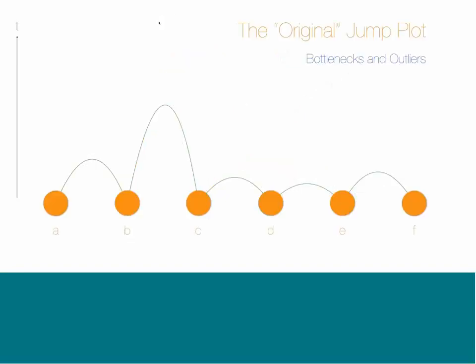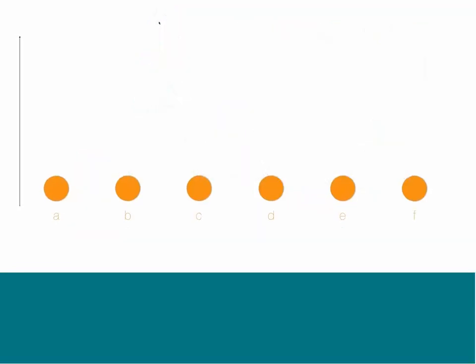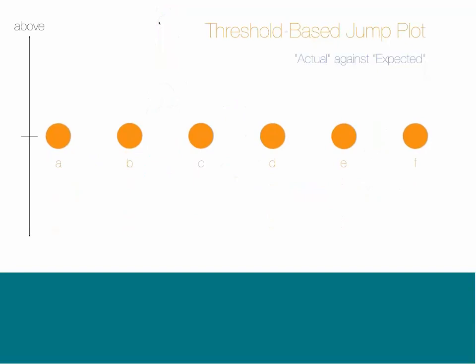So this is the original jump plot. The basis of the original jump plot was, again, to find bottlenecks and outliers. What we discovered is that the original jump plot is best if you don't have a target threshold, because one of the variations we ultimately came up with after this was a threshold-based jump plot.